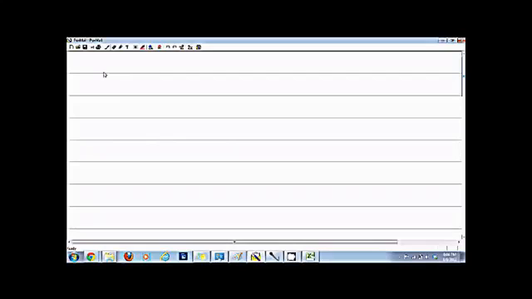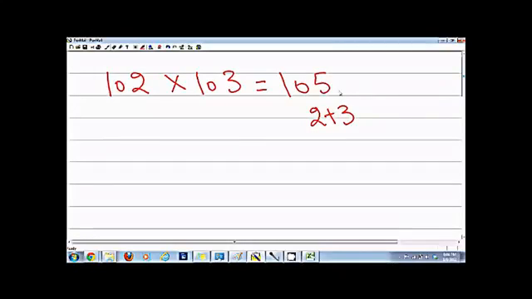For example, if I have 102 and I want to multiply by 103, what I'll do is I'll write 1, and then add 2 plus 3, which is equal to 5, so 105, and then multiply 2 and 3, which is equal to 6. All right, 10506. So you can see this part is the number by adding them, and this part is the number by multiplying them.